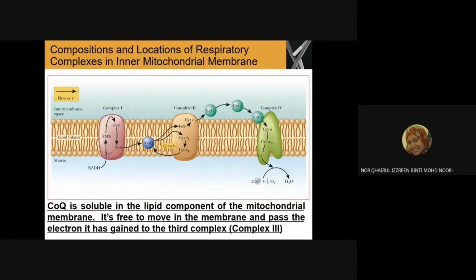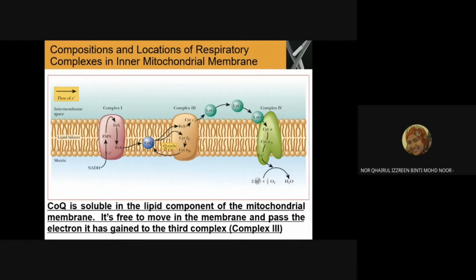Okay, look at this complex number 3. Just focus on this complex number 3. Ubiquinol QH2 carries 2 electrons. But here, cytochrome C can accept only 1 electron at one time. So what happened with the other electron? That is why there are lots of errors here in complex number 3.